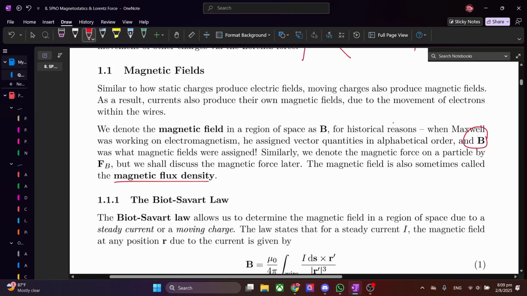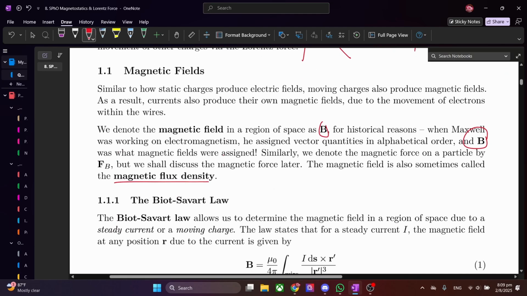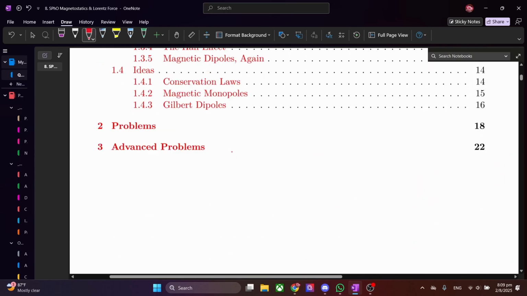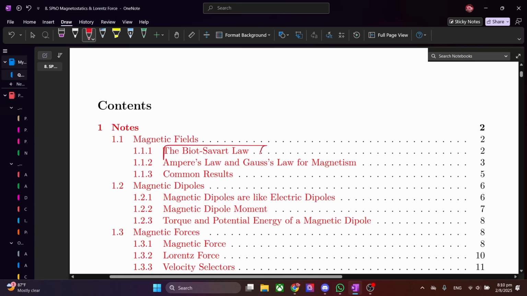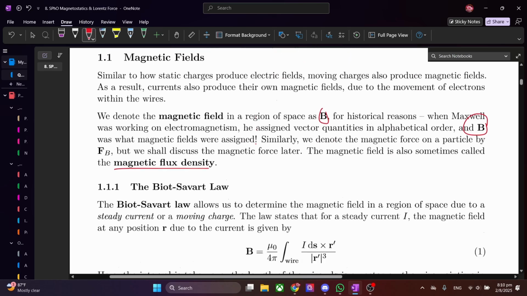And we usually denote it by this vector quantity B lah. And we also denote the magnetic force as FB similarly, but we'll deal with those later. We'll just deal with calculating fields first. So the main methods of calculating magnetic fields are two laws, which are called the Biot-Savart law and Ampere's law. And I guess there's also Gauss's law for magnetism. But these three basically help us calculate magnetic fields in certain situations.